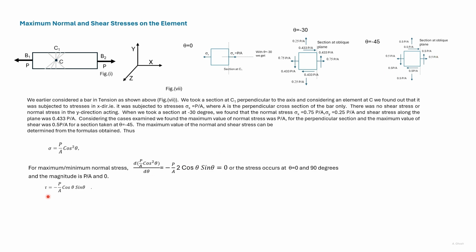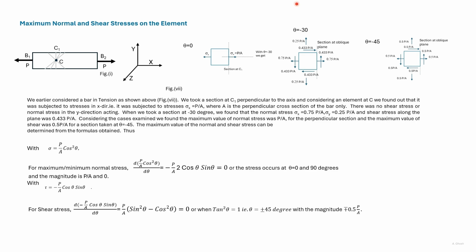The expression for shear stress was given earlier as shown here. d tau divided by d theta equal to 0 gives us the planes at which maximum and minimum shear stress occurs. The planes at which maximum and minimum shear stress occurs is given by this equation, or when tan square theta is equal to 1. That is at values of theta plus and minus 45 degrees.